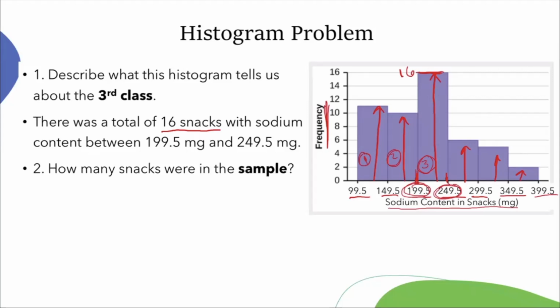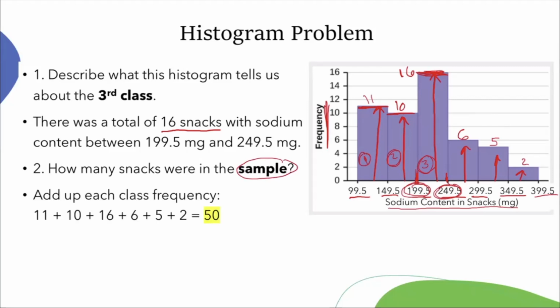How many snacks were there in the sample? Well, I can see that there's 16 in just the third class, but that's not the entire sample. Looking at every class, I can see I have 11 in the first class and 10 in the second class, 16 in the third class, 6 in the fourth class, 5 in the fifth class, and 2 in the sixth class. So if those are the frequencies for each of the classes, I can calculate the entire sample by adding up all those frequencies. Adding them all up, I have a total frequency of 50, and that is the size of the sample.